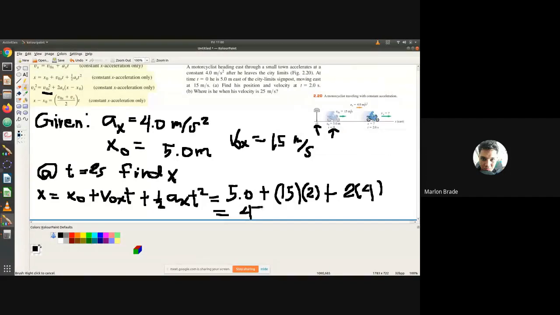43 meters. Okay? So at initial position niya, na siya sa 5.0 meters gikan sa signpost. After 2 seconds, naabot na siya og 43 meters from the signpost. Ang distansya gikan dira padulong dira, so that is 43 meters. Okay?